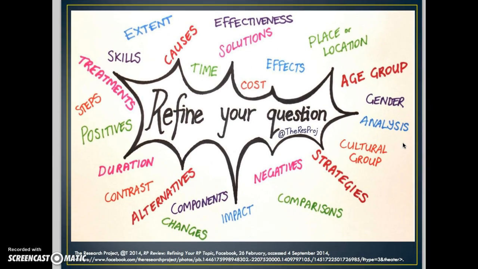Refining your question. So you want to look at things like, we talked about climate change before. To what extent will climate change affect natural disasters in Australia? What treatments are available for young people who are addicted to marijuana? We talked about marijuana before. What are the negatives of traveling on a $2,000 budget? These are the kind of questions you want to be asking.